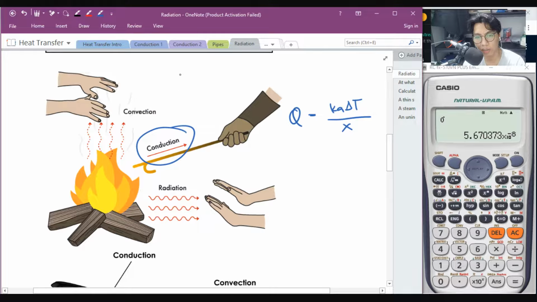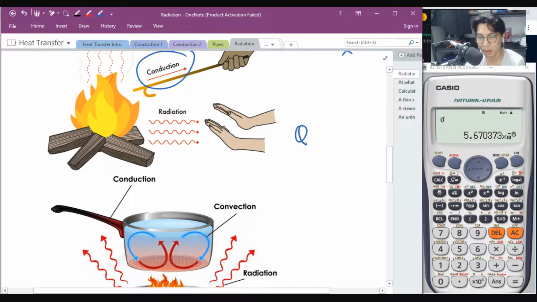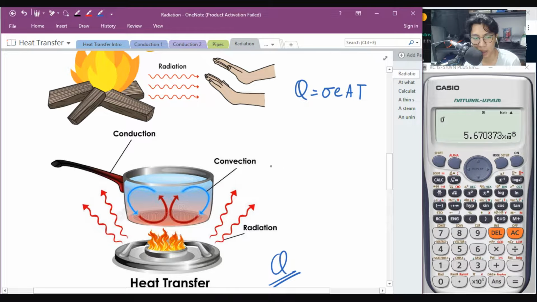Sa convection, meron tayong Q, hot. Di ba pag mainit ang buga? Kailangan mo ng hot. Sa radiation, meron tayong kuto. Paano naging kuto? Si Stefan-Boltzmann kasi mukhang kuto. Ayan, E. A. T. Anong gagawin mo? Ito, may kwento dyan eh. Bakit ito ang ginamit ko?